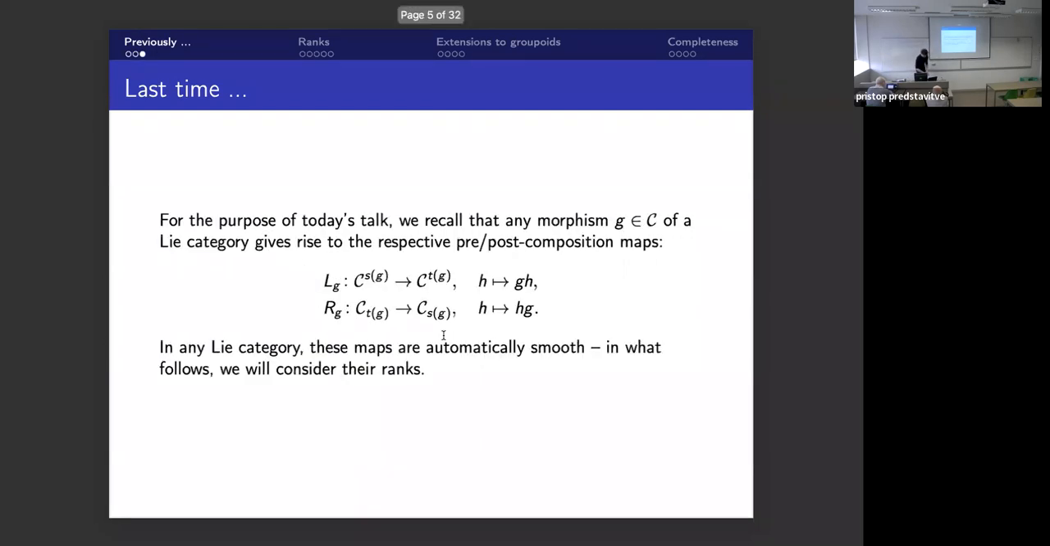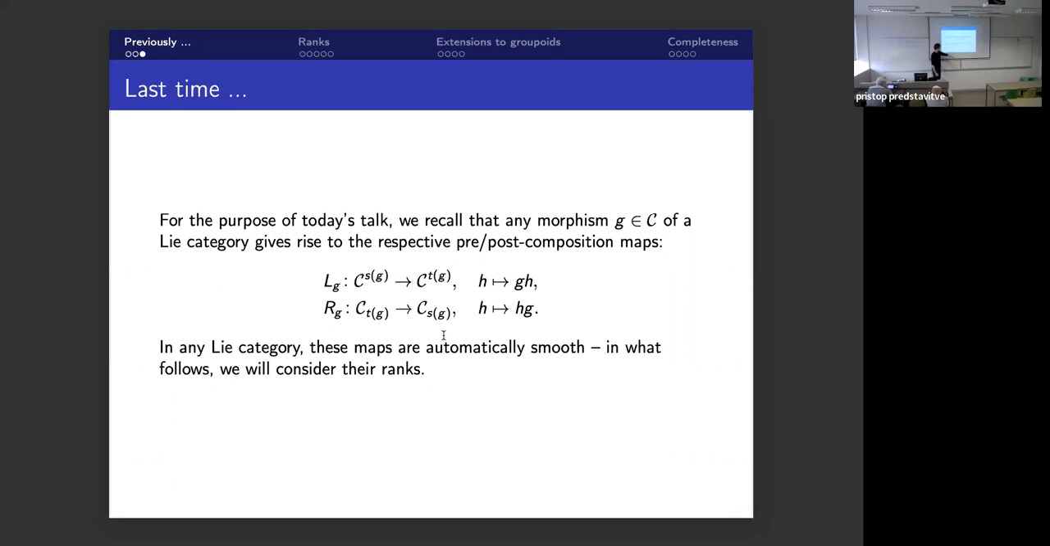Okay. And for the purpose of today's talk, I also want to introduce this piece of notation that we've already encountered. So for any morphism of our category, we denote the precomposition and postcomposition by L_G and R_G. This is supposed to remind you that on Lie groups, this is nothing less than the left multiplication and right multiplication.